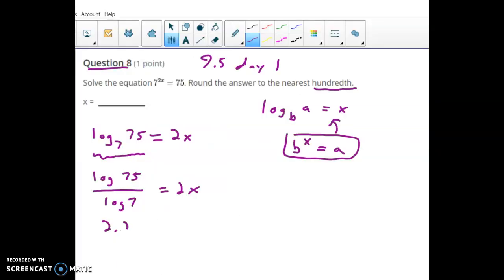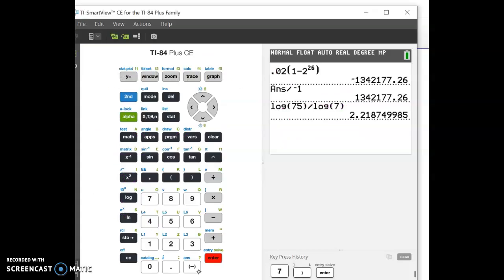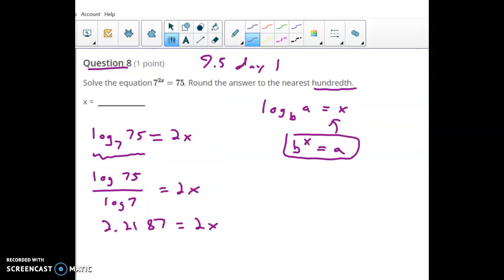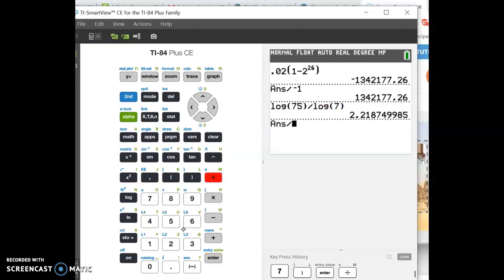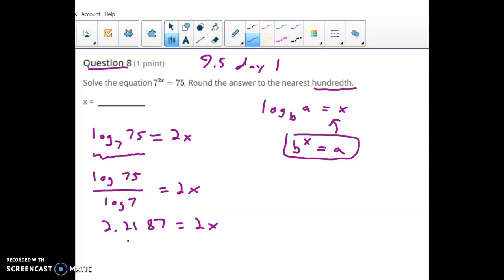So 2.2187 equals 2x. I don't want to round it too much until the end. Because now I just want to divide it by 2. So we get my answer for x. Divide by 2. And so to the nearest hundredth, that would be 1.11. So we get 1.11 for x after we divide by 2.